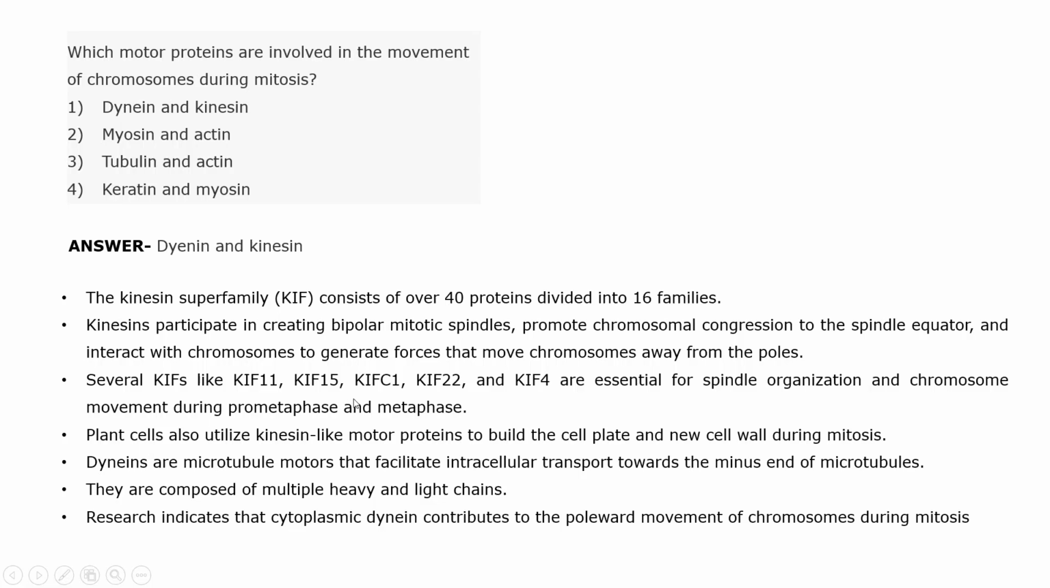And that you know, right? Basically, because of this motor protein, the chromosomes get segregated there. Plant cells also utilize kinesin-like motor proteins to build the cell plate and new cell wall during mitosis. So in plants, there is a particular region called a cell plate that is formed before cytokinesis, right? The cell plate helps in the formation of the furrow, and then the cell divides accordingly because of the formation of this cell plate.